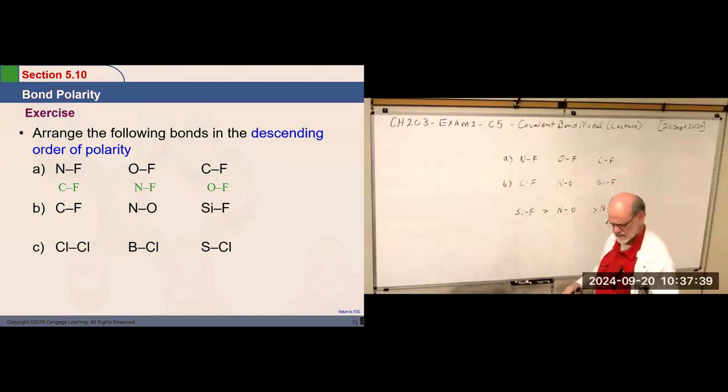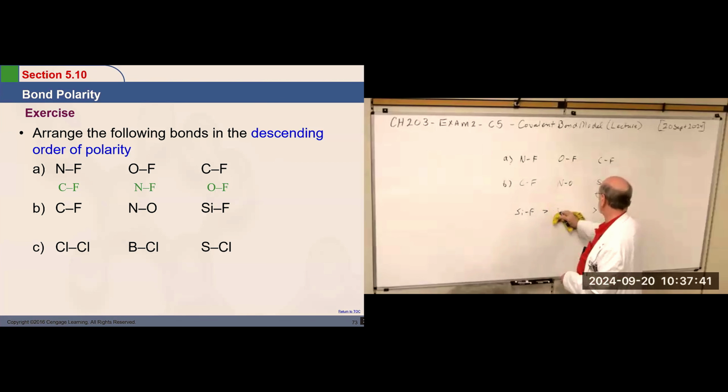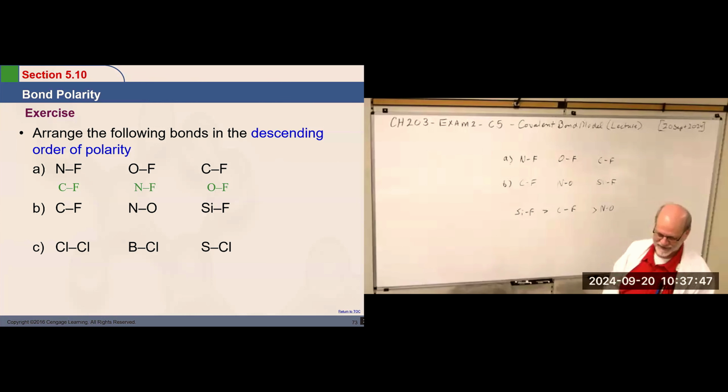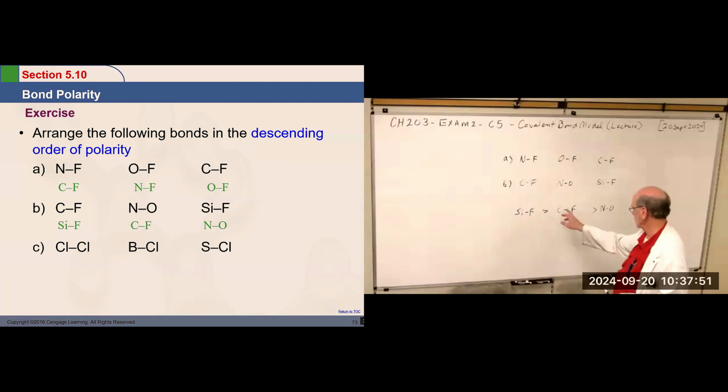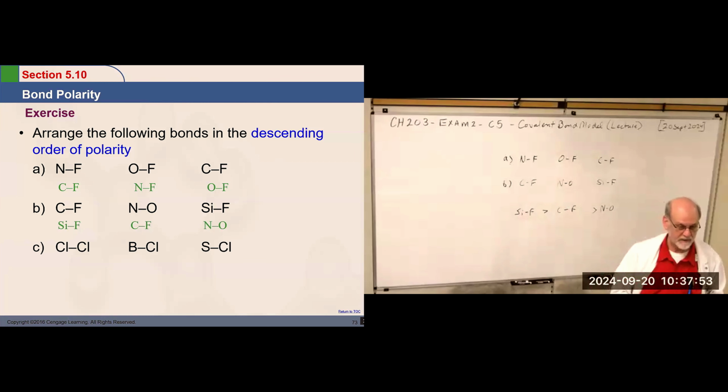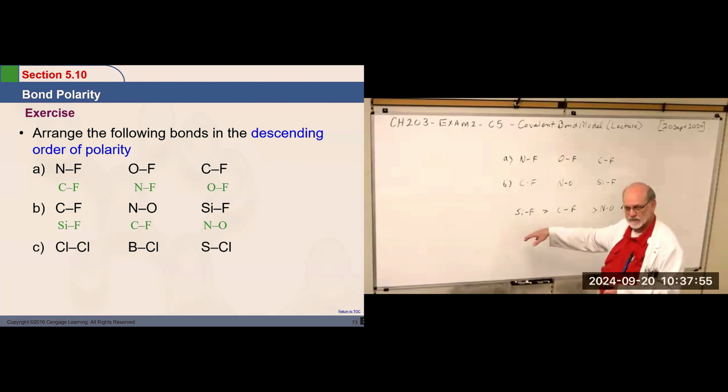Wait a minute. What am I doing? No, carbon and fluorine in the middle. There we go. Let's see if I got it right. Silicon, carbon, nitrogen. Yep. From greatest polar bond to least polar bond.